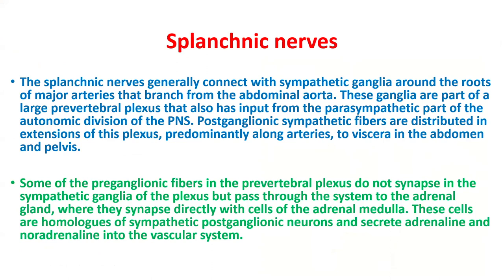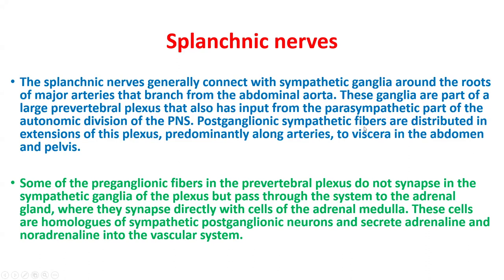So, recapitulation for the splanchnic nerves: they are generally connecting with the sympathetic ganglia around the roots of the major arteries. So they are not the ganglia that belong to the paravertebral ganglia. They are called prevertebral ganglia because they are around the roots of the major artery branches of the abdominal aorta. And these ganglia are part of the large prevertebral plexus, because they take the input from the sympathetic part of the autonomic division of the peripheral nervous system.